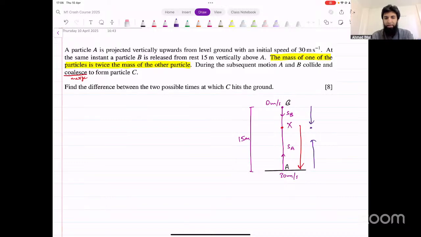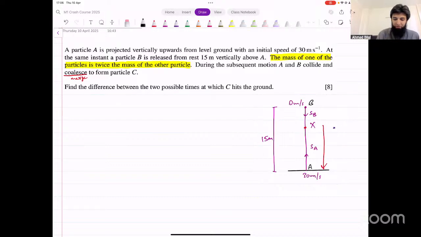Then the collision happens. When the collision happens, we have to use conservation of momentum to find the velocity after collision. And then once they merge with each other, that combined particle will go and hit the ground. That's the third part of the journey. So you have to break it down into parts like this. Let's consider the first part first, before collision, and see what's happening in that part of the journey.